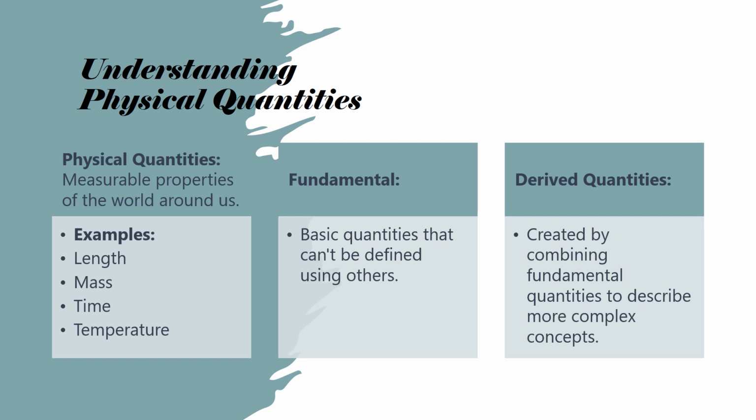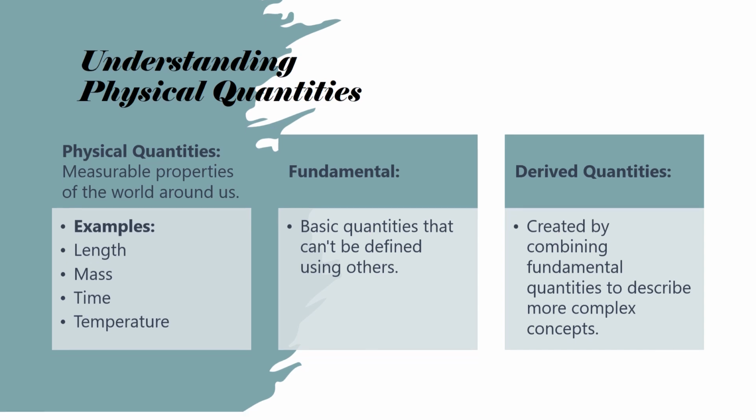Derived quantities, on the other hand, are created by combining fundamental quantities. For example, speed is derived from dividing the length of a journey by the time it takes. You can't measure speed directly. You need length and time to calculate it. Understanding these categories is crucial because they help us organize and simplify the complex world of measurements.